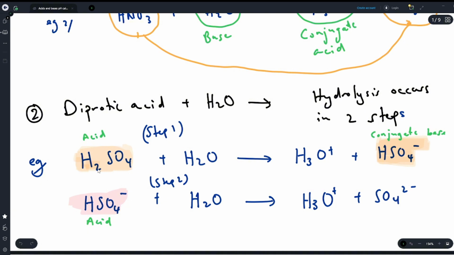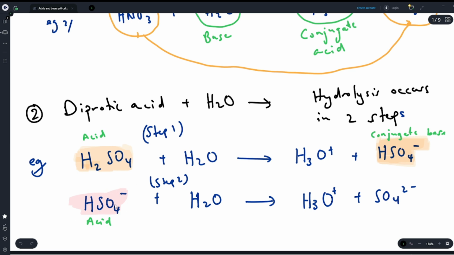It donates 1 of its protons, and as you can see, once it has lost 1 of the protons, it has formed HSO4-, which is the conjugate base. Water, having accepted a proton, now forms H3O+. Now, this conjugate base, HSO4-, still has another proton to donate. So we take it down into step 2.